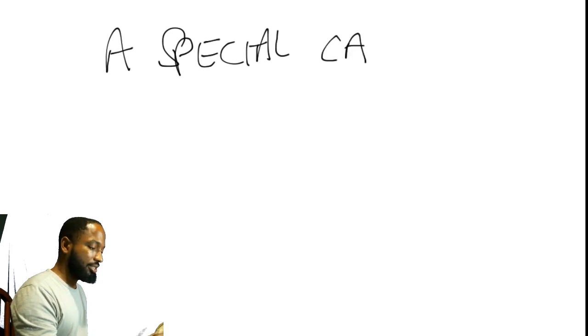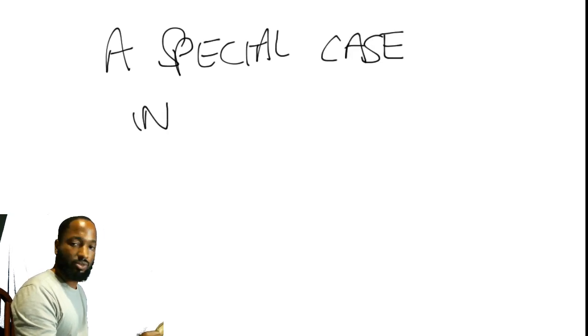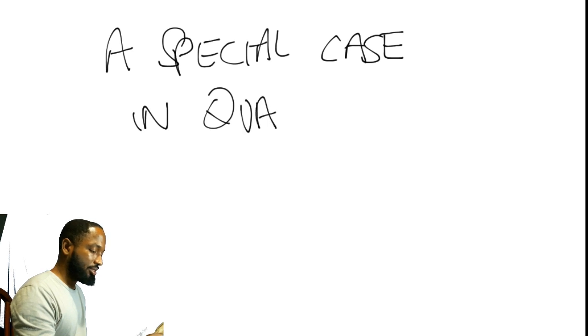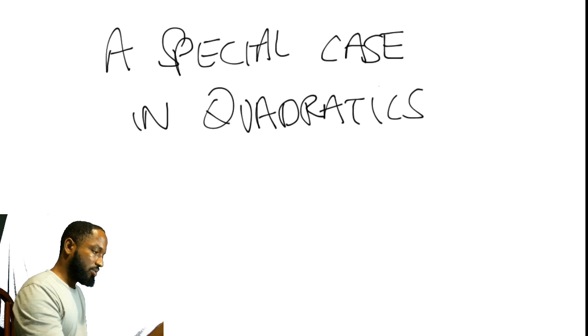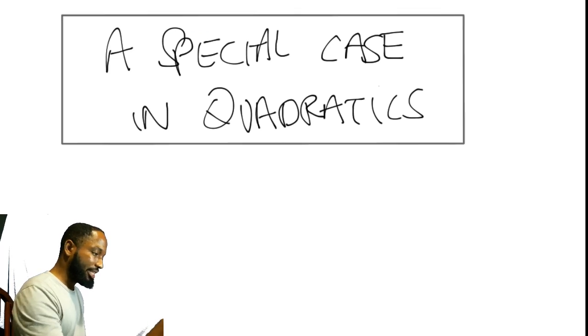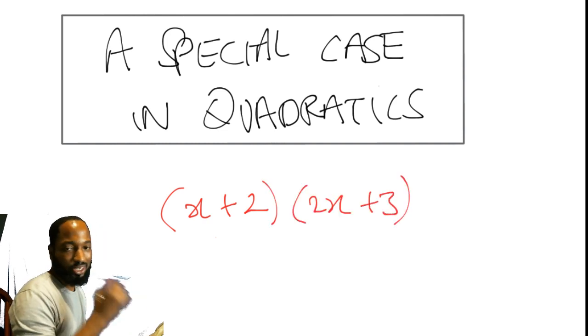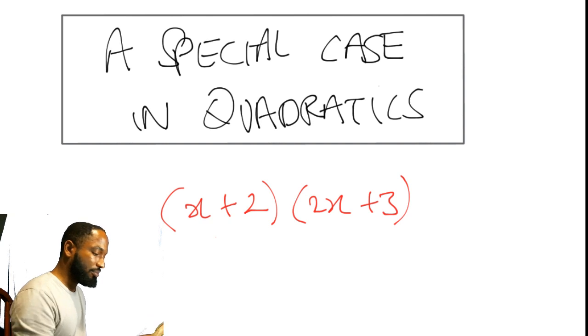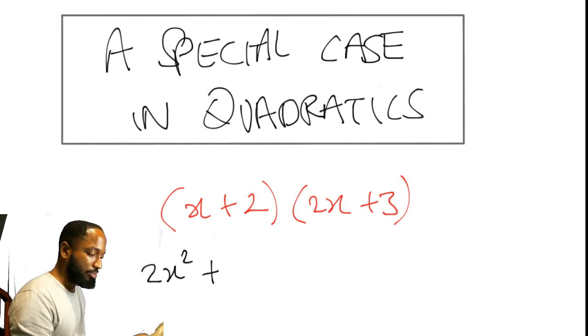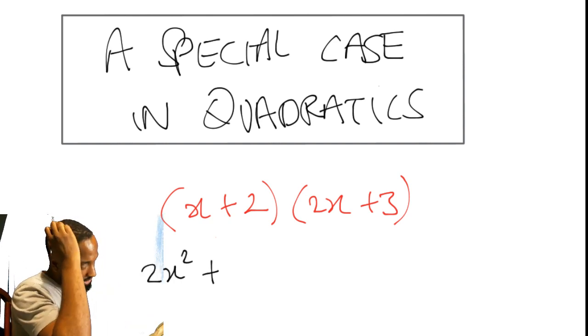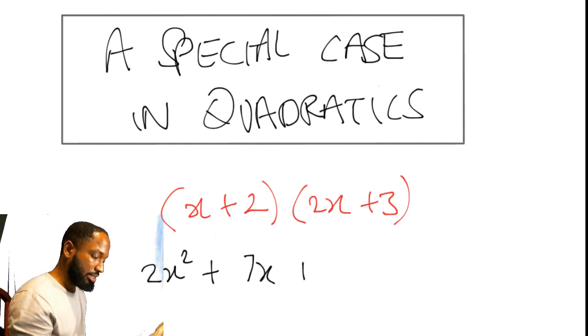Special case in quadratics. Now, very quickly, I'll just do a quick look at a quadratic equation. Remember, we're not doing quadratics today in depth. A quadratic equation, when you factorize it, ends up looking something like this. It could be different numbers. If I multiply this out, this is 2x squared plus 7x plus 6.